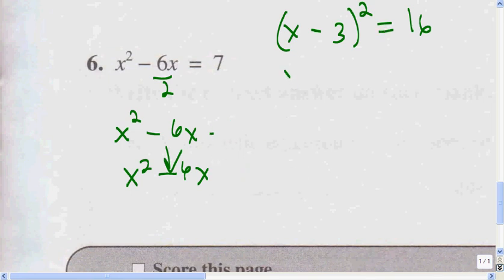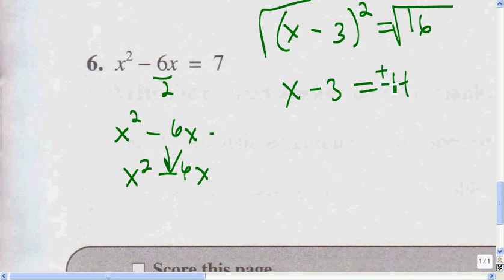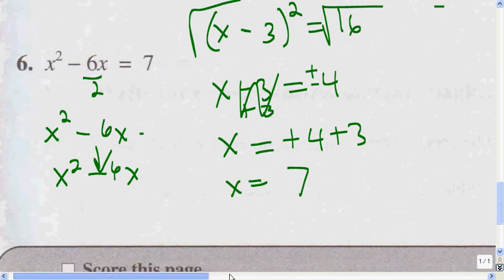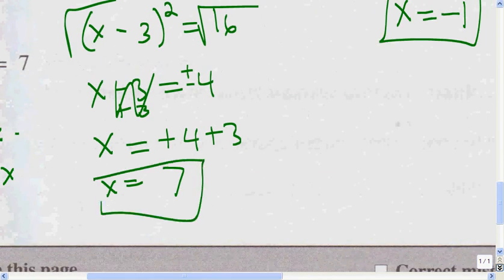Then what we get is x minus 3. Oh, wait. Square root both sides, right? Then I have x minus 3 equals 4, because the square root of 16 is 4, and it's plus or minus 4. x equals positive 4 and positive 3. I skipped this step. And so x equals 7. That's our first answer.